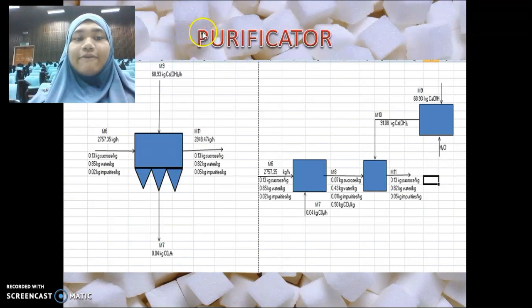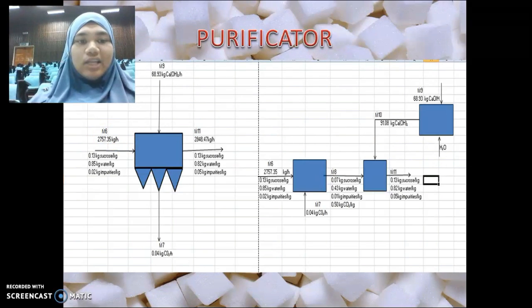So I proceed to the purificator unit. We have 4 streams. Firstly, M.6 we get from the extractor unit, which is 2757.35 kg per hour that consists of sucrose, water, and impurities. And then we proceed to M.7, which is carbon dioxide, to process the carbonation. We use 0.04 kg carbon dioxide per hour.